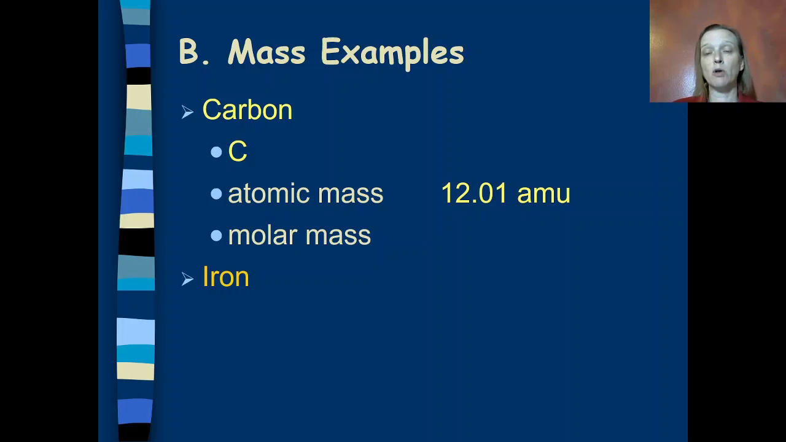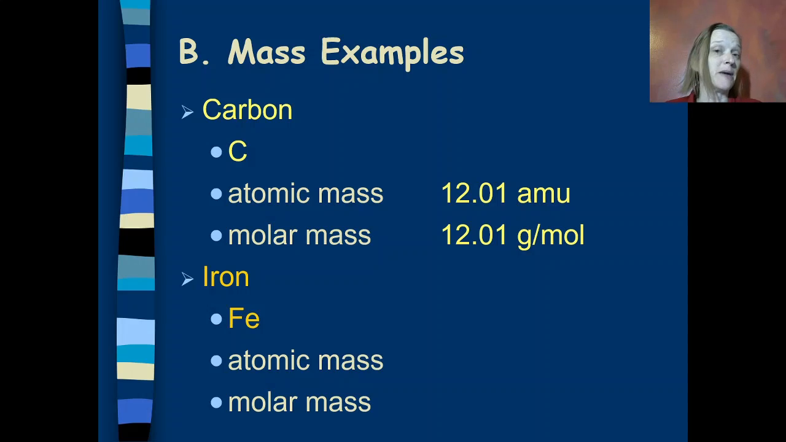But if we're talking about molar mass, the numeric value is still 12.01, but we switch up the units. We say it's grams per mole because a mole is huge. You have billions and billions and billions and billions of particles. So we measure that mass in grams per mole. So pause the video and see what the answers are for iron when you calculate the atomic mass and the molar mass.